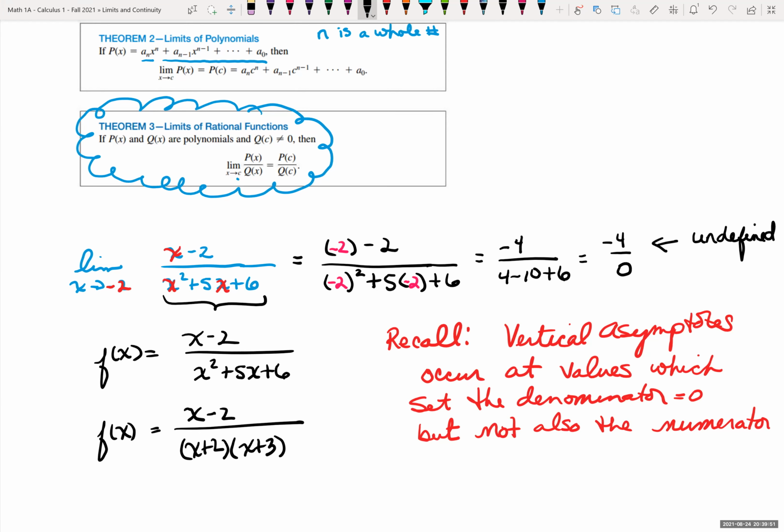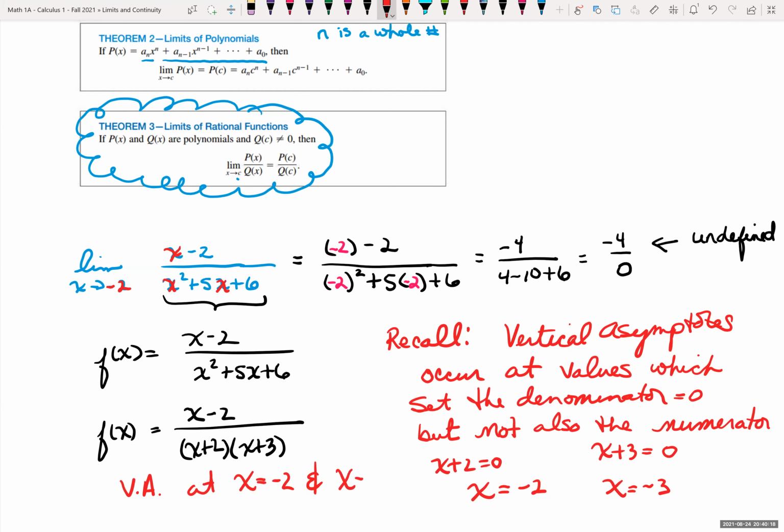And so values which set this denominator equal to 0: when x plus 2 equals 0, that's when x is -2. And when x plus 3 equals 0, that's at x equals -3. So we have vertical asymptotes at x equals -2 and x equals -3.